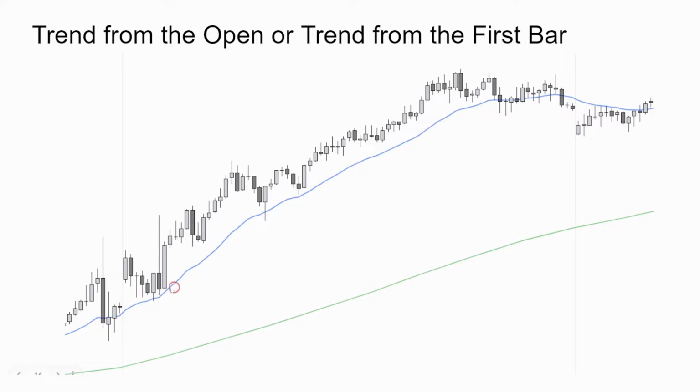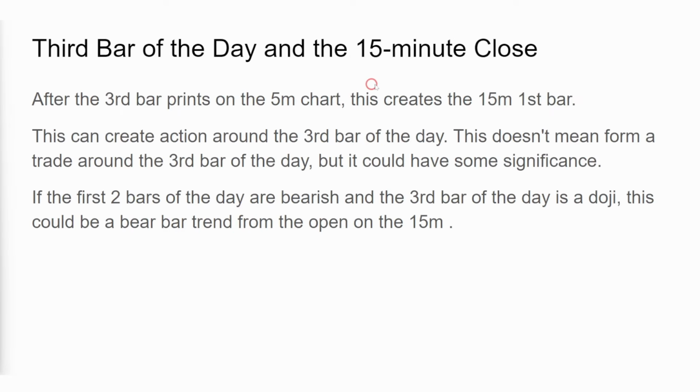We don't have to buy the market, but it wouldn't be good to be shorting these weak bear bars. Third bar of the day and the 15-minute close. After the third bar prints on the 5-minute chart, this creates a 15-minute first bar.